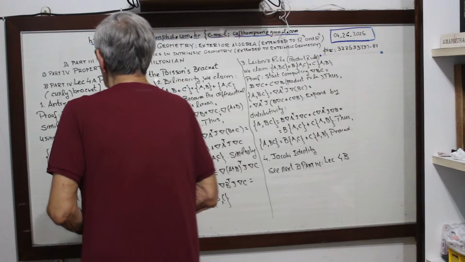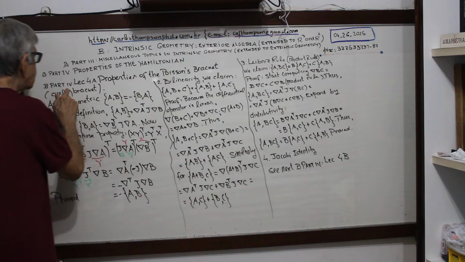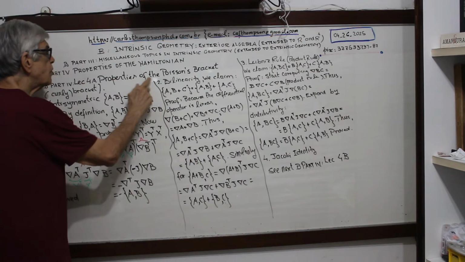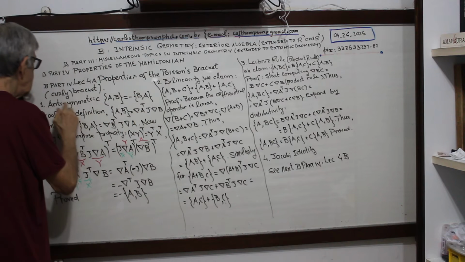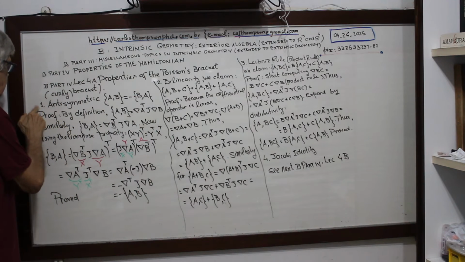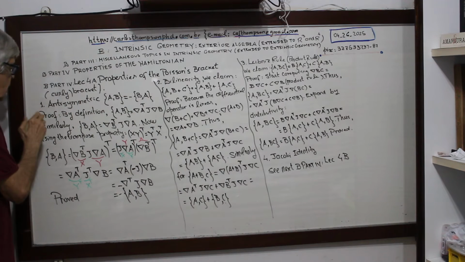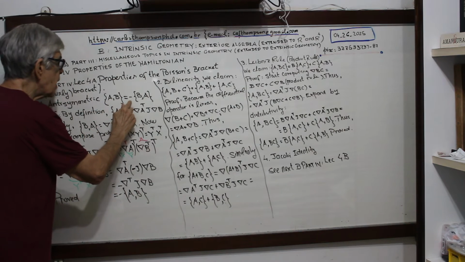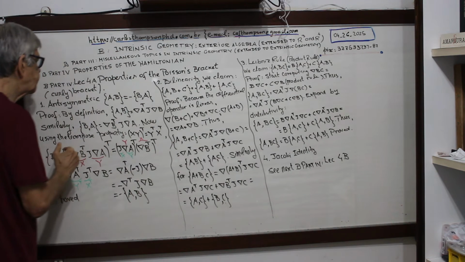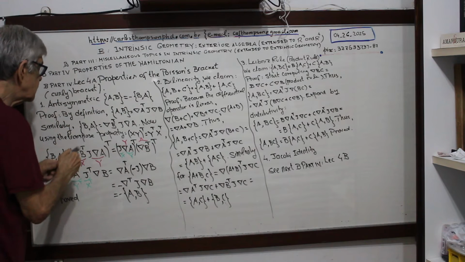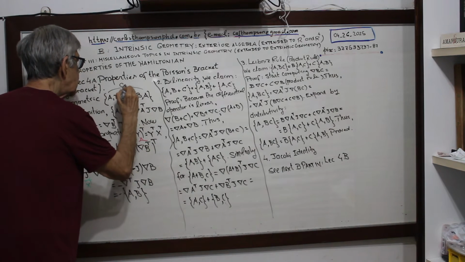So, this is part 4, lecture 4A, properties of the Poisson bracket, or curly bracket. Now, the first property I want to derive, to show, is that the bracket is antisymmetric: the curly bracket of A, B is minus the curly bracket of B, A. So let's prove this claim.